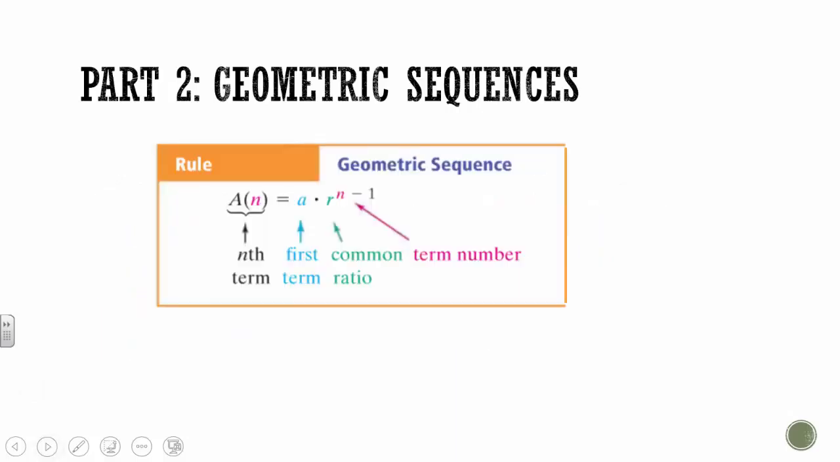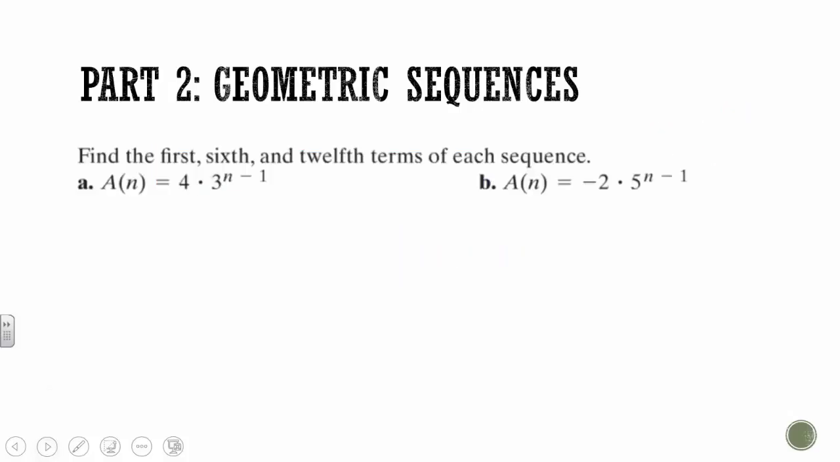So here's your formula for geometric sequences, and it's no surprise that these ones look like an exponential function. That's why we do them in this section. So remember, our exponential function looks like this. So this is our first term. This is our common ratio, is what we're going to put in here, and then we're going to change this guy. Instead of x, it's going to be n minus 1. So when we plug this in, we're going to have to use our rules a little bit. But let's find the first, 6th and 12th terms of this sequence.